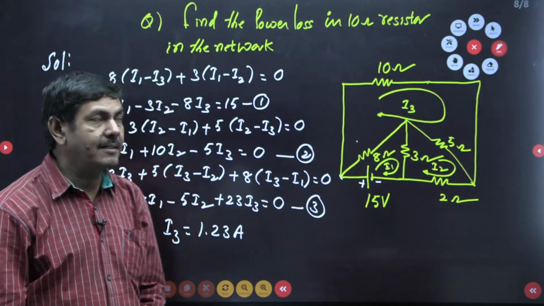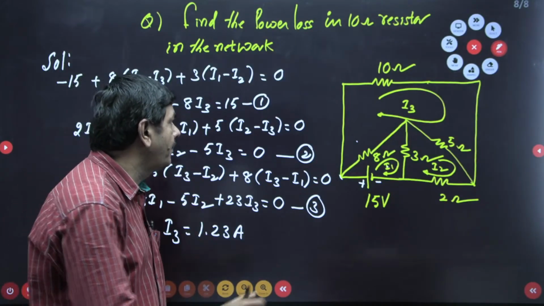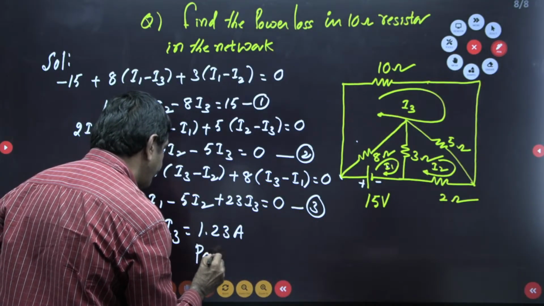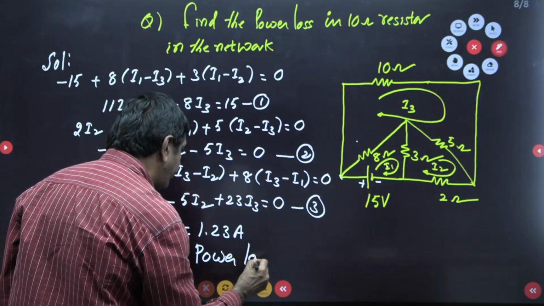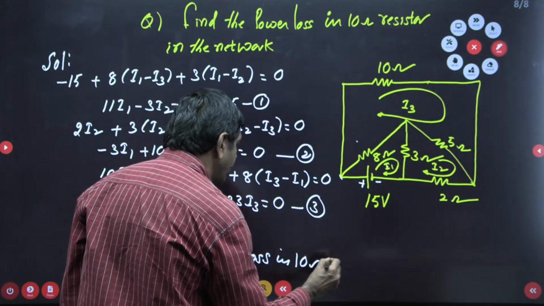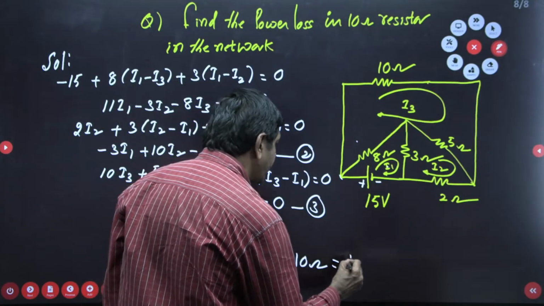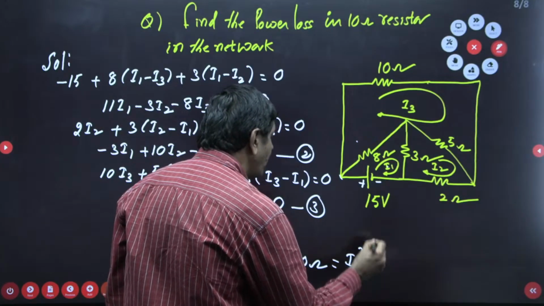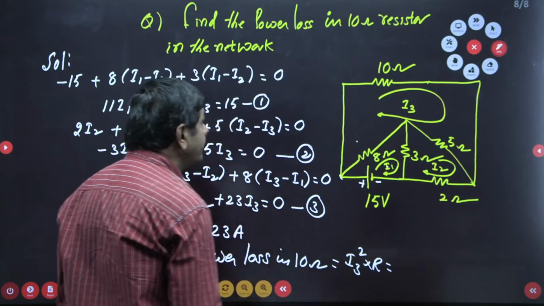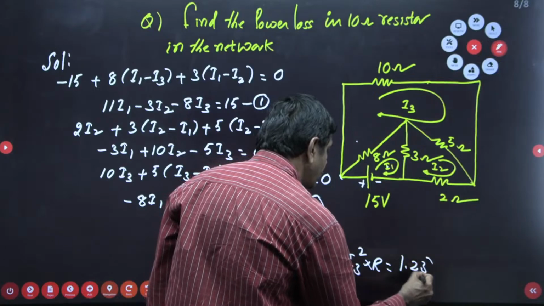Once you have the current I3, you can determine the power loss in the 10 ohm resistor. The power loss across this 10 ohm resistor is required. Power loss is nothing but I3 square into R. R is 10 ohm here, and I3 is 1.23, whole square.